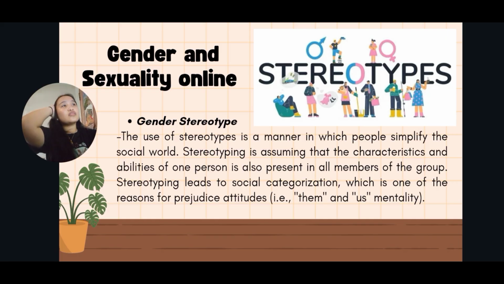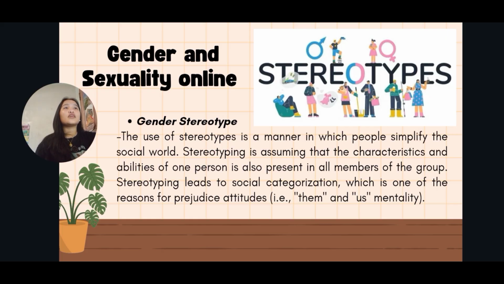So that's why stereotyping helps them simplify the world. When we say stereotyping, it is simply assuming that one person's characteristic applies to the entire group they belong to. For example, if you see a woman who is emotional, and then others assume that all women are emotional. Yeah, that's it.